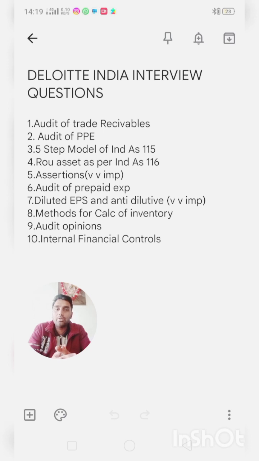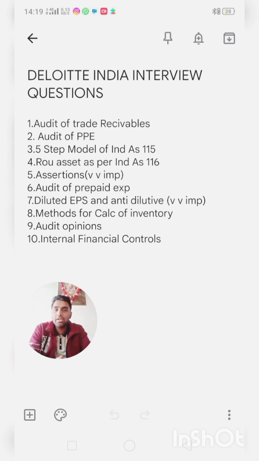After that, very important, as I marked, diluted EPS and anti-dilution are there, so Ind AS 33 is going to be dealt with. You need to explain properly how you can prove anti-dilution, what the effect of dilution on EPS is, and how you can calculate that. They may give you a case scenario, like this is the profit and this is the number of shares, and ask whether dilution is going to happen or not. Sometimes they may ask you to do the calculations also.